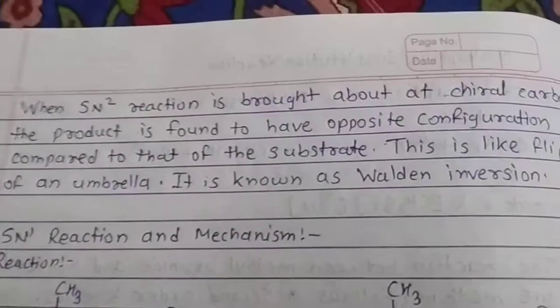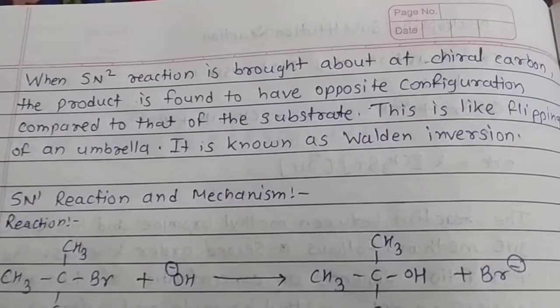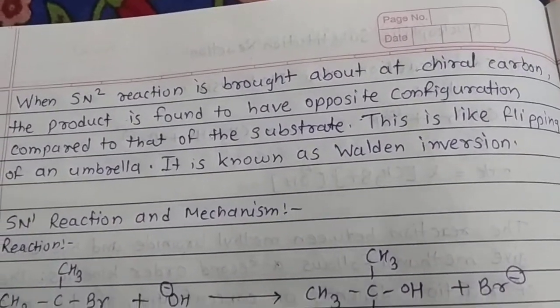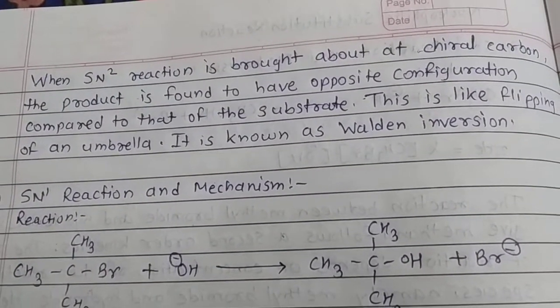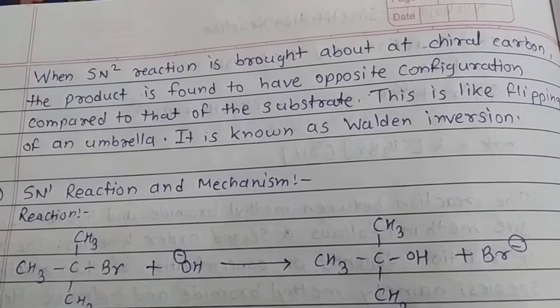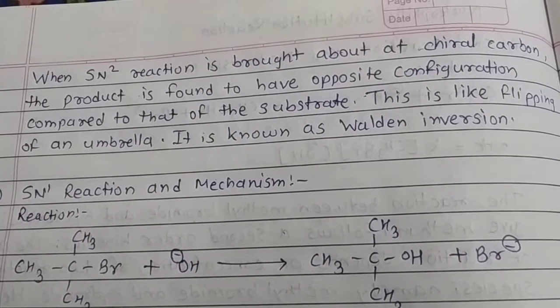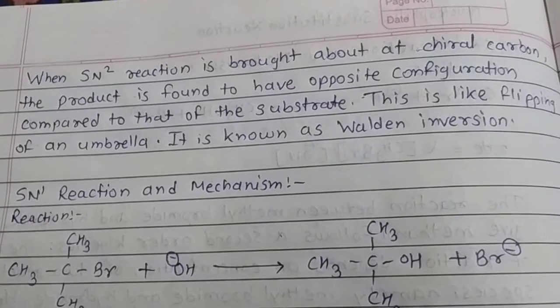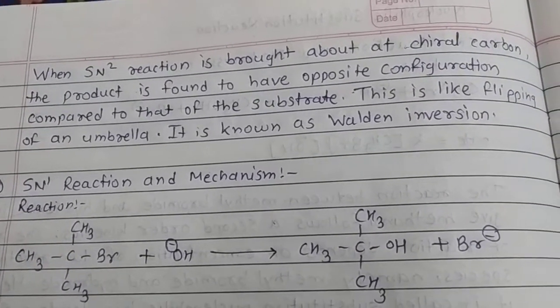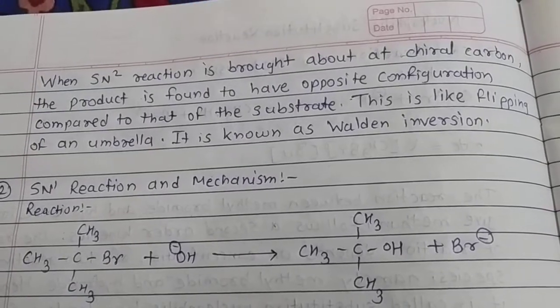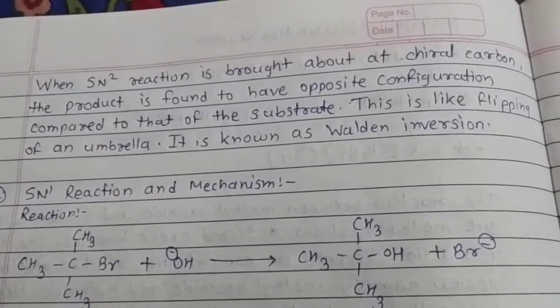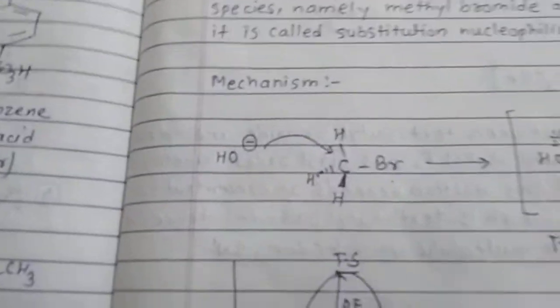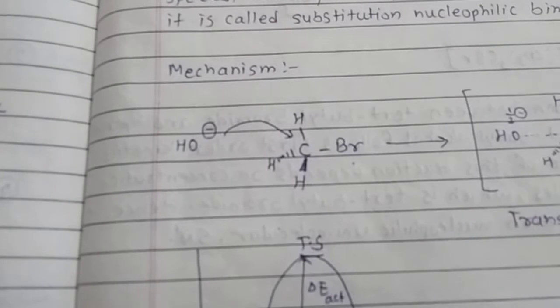In SN2 reaction there is one more case, that is known as Walden inversion. So when SN2 reaction is brought about at a chiral carbon, the product is found to have opposite configuration compared to that of the substrate. This is like flipping of an umbrella, and it is known as Walden inversion. So what is a chiral carbon? A carbon attached to 4 different groups is known as a chiral carbon.